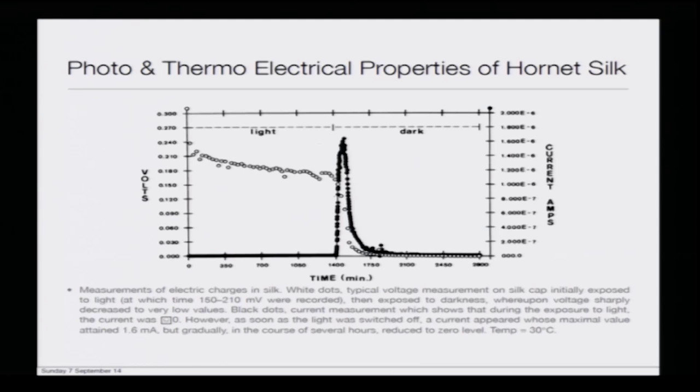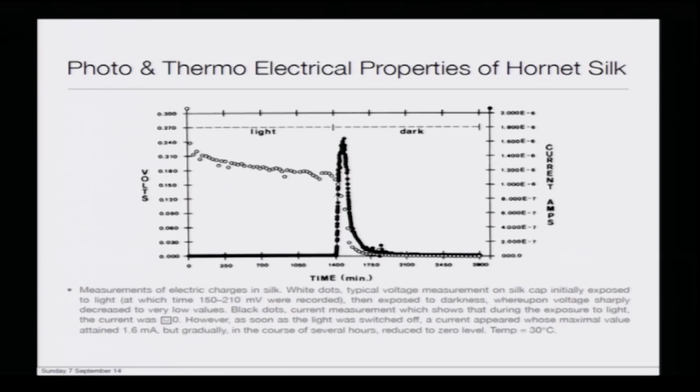So, if you go through it, the measurement of electrical charge in the cell, the white dots, is typically the voltage measurement of the cell cap initially exposed to light, at which time 150 to 200 millivolts were recorded. Then exposed to darkness, the voltage sharply decreased to a very low value, that you could see here, that it has fallen down.